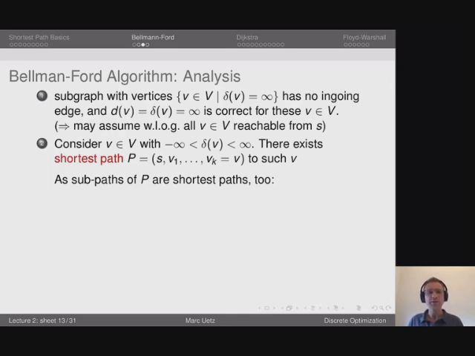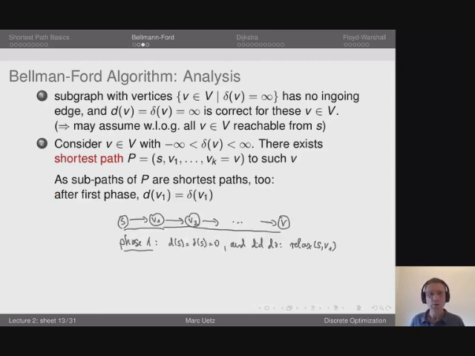The most important thing that we need now is the insight, the fact that I mentioned earlier, namely that subpaths of shortest paths are again shortest paths. So what does that mean? Well, look at this figure here. This is the shortest path that we have picked. Okay, it's the shortest path from S to V. But we also know by this observation that this is also a shortest path to V1, and this is also a shortest path to V2, and so on. So therefore, after the first phase of our algorithm, we have scanned all the edges of the graph once.